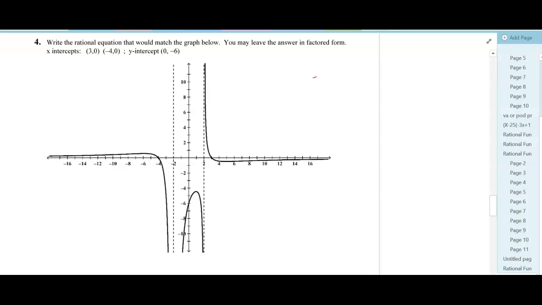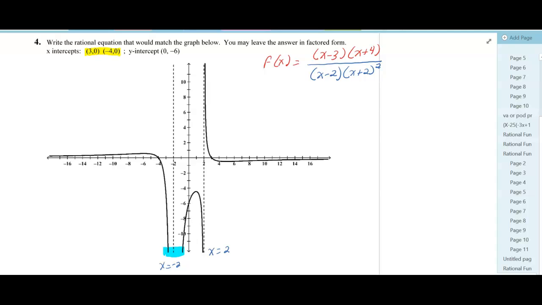Let's take a look at problem number 4. From the x-intercepts, we know the numerator is going to be x minus 3 and x plus 4. On both of those x-intercepts, it goes through, so the multiplicities are 1. For the denominator, we have x equals 2, and that's an odd multiplicity. We also have x equals negative 2, and notice they're approaching in the same direction. So we're going to have x plus 2, the quantity squared.